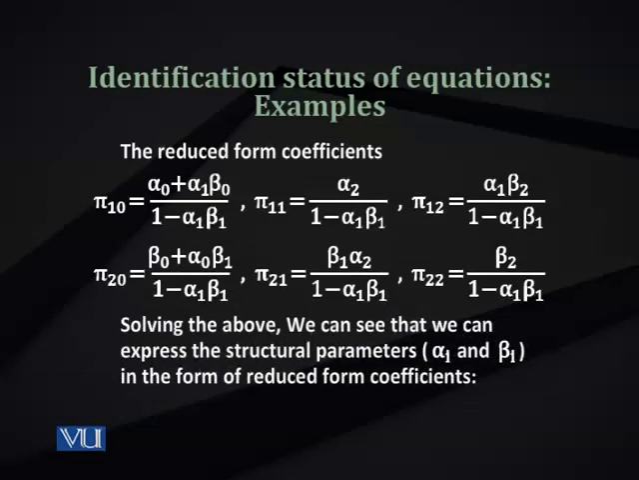You remember that instead of using these heavy expressions, we labeled them as pi 1 naught, pi 1 1, pi 1 2, pi 2 naught, etc. So how we label them is given on the slide. For example, pi 1 0 is given as alpha naught plus alpha 1 beta 1 over 1 minus alpha 1 beta 1. Similarly, you have expressions for other pi's, other reduced form coefficients. So if we try to solve the above, we see that we can express the structural parameters alphas and betas in form of reduced form coefficients.